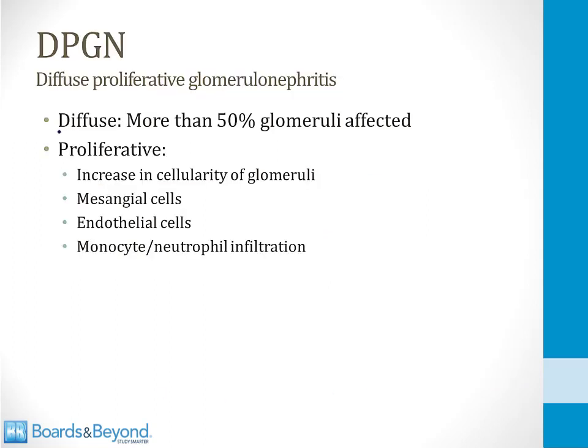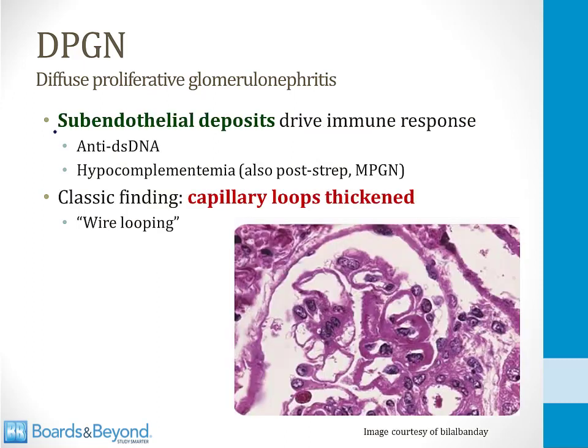So as I just mentioned, the word diffuse is in the name of the disorder because more than 50% of the glomeruli are affected. If less than 50% are affected, it's called focal. And the word proliferative is in the name because there is increased cellularity of the glomeruli. There is an increase in the number of mesangial cells and endothelial cells. There's also monocyte and neutrophil infiltration as a result of inflammation. Subendothelial deposits of immune complexes are what drive the immune response.